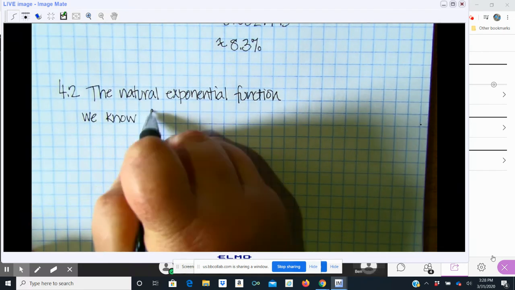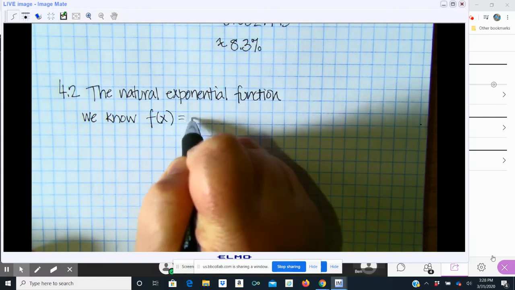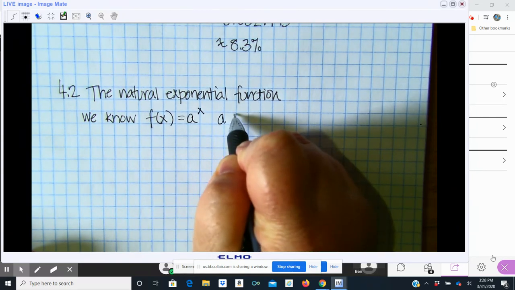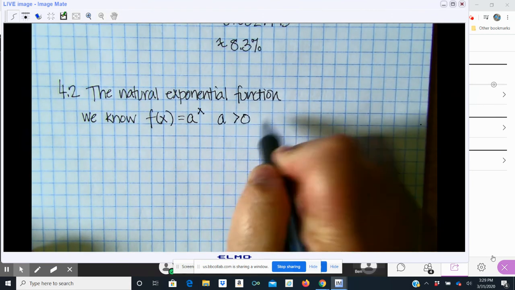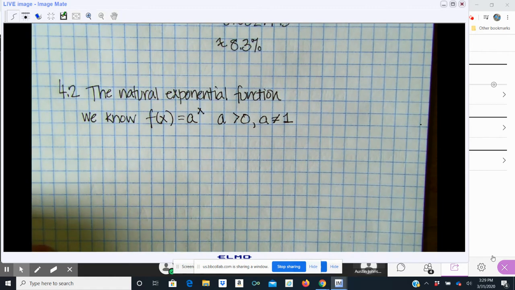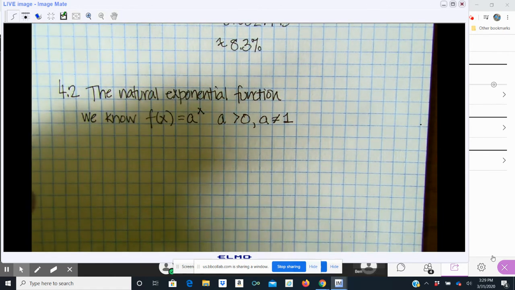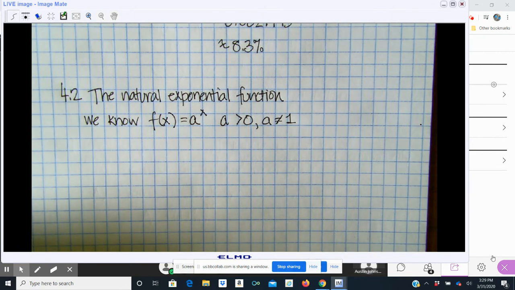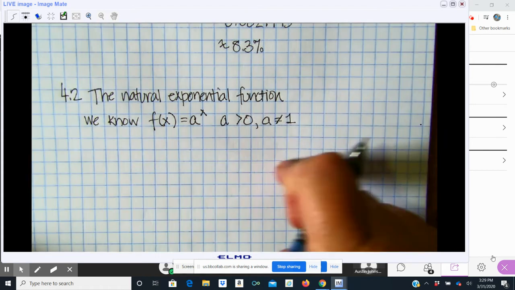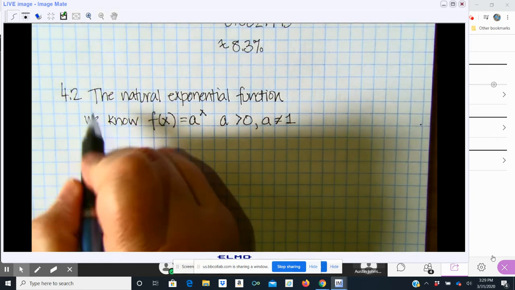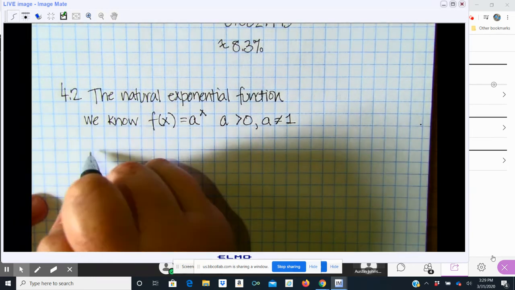We already know that for an exponential function, f of x is equal to a to the x. A has to be greater than 0, and a cannot equal 1. Has to be bigger than 0, with the exception of 1, because if we get 1, we get a horizontal line. There's no growth. 1 is just going to be a flat line. So the natural exponential function.